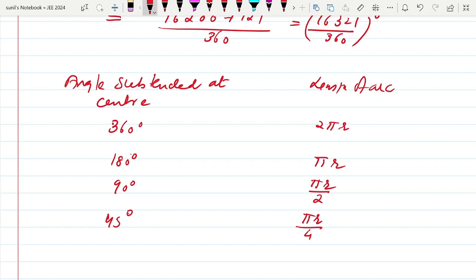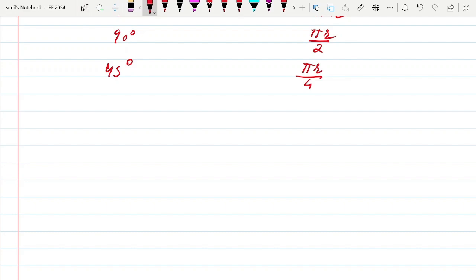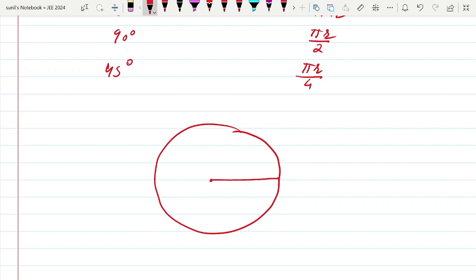Now we are going to use this concept to define another measurement system of angle, that is radian measure. So therefore consider a circle. Suppose this is the circle having center O and radius r, and suppose the angle at the center is theta degree, and say the length of this arc AB is L. Now how will we correlate this?